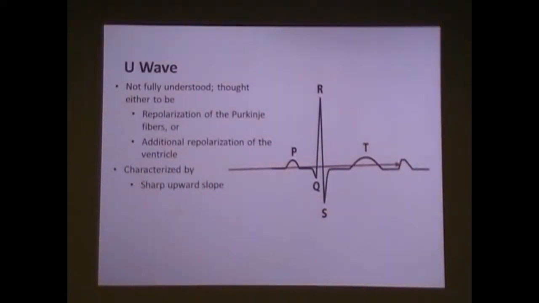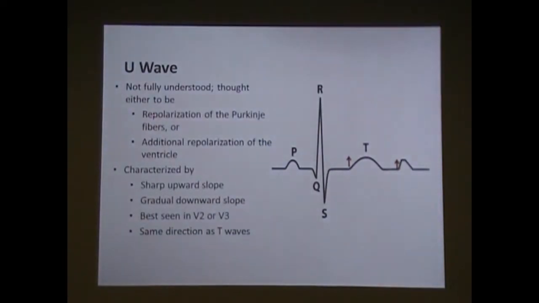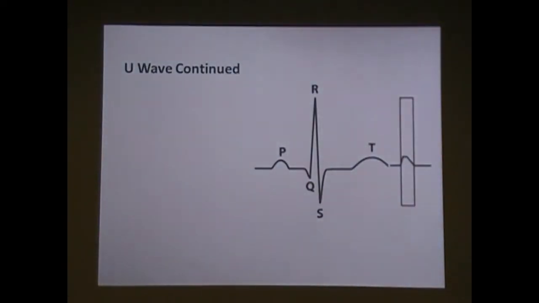Characterized by a sharp upslope. So if you remember in the T wave that you had a shallow upslope and then a gentle downslope. I had to hand draw this and I did a horrible job, but you get the general picture. And then a gradual downslope at the other end. Best seen in V2 and V3. The orientation is the same direction as the T wave. The slower the heart rate, the bigger the U wave you're going to see. So you can see it more prominently in bradycardia.